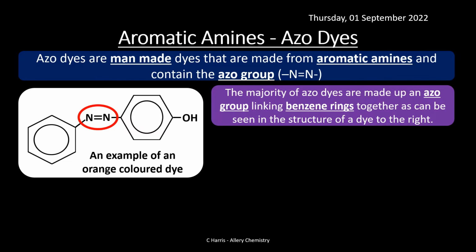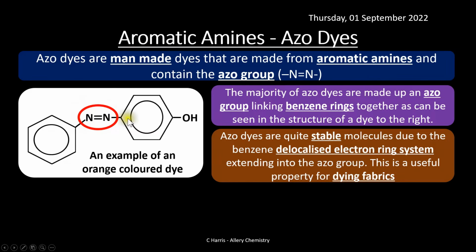The majority of azo dyes are actually made up of an azo group linking the benzene rings together, and we can see the structure of a typical azo dye here. You can see you've got this NN group linking 2 benzene rings together, and this is very typical of an azo dye. Azo dyes are relatively stable molecules because you've got this delocalized ring system here. This extends into this azo group, and that's pretty useful for dyeing fabrics. What you don't want is the colors from your clothing to fall apart or to change color completely.